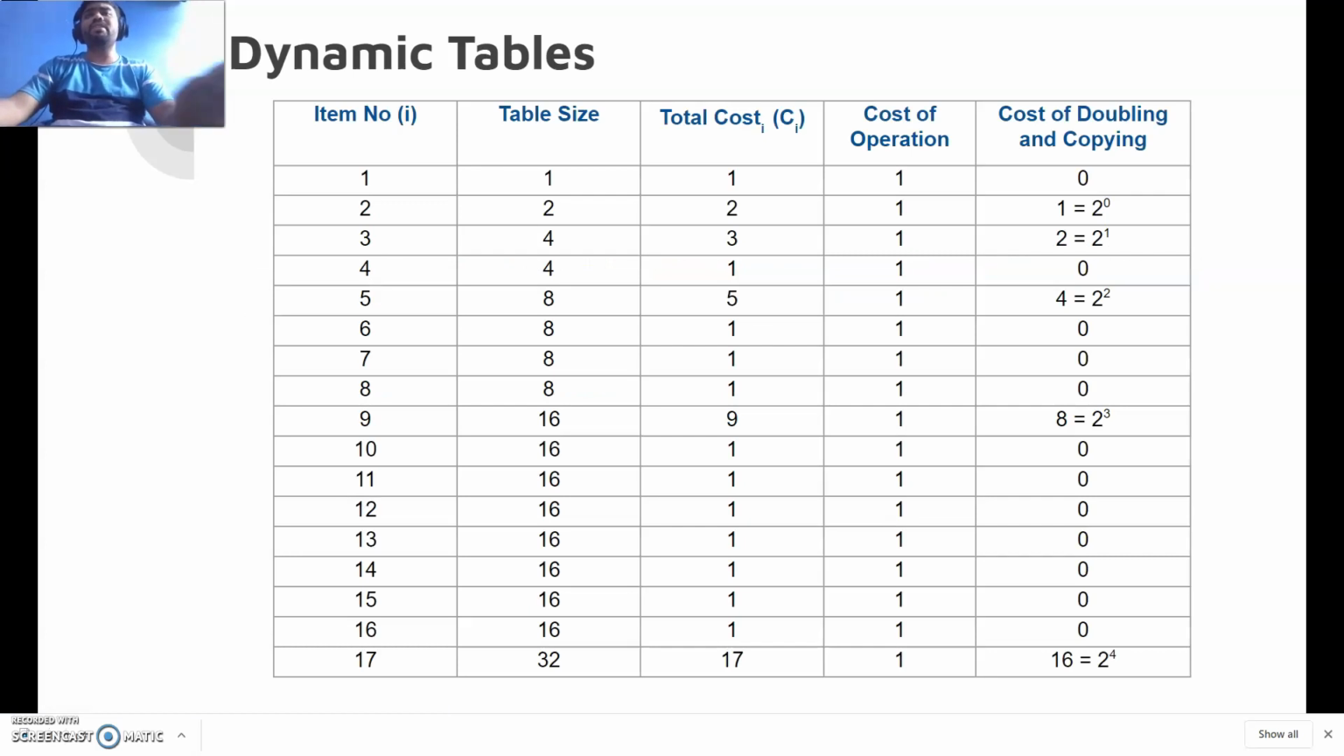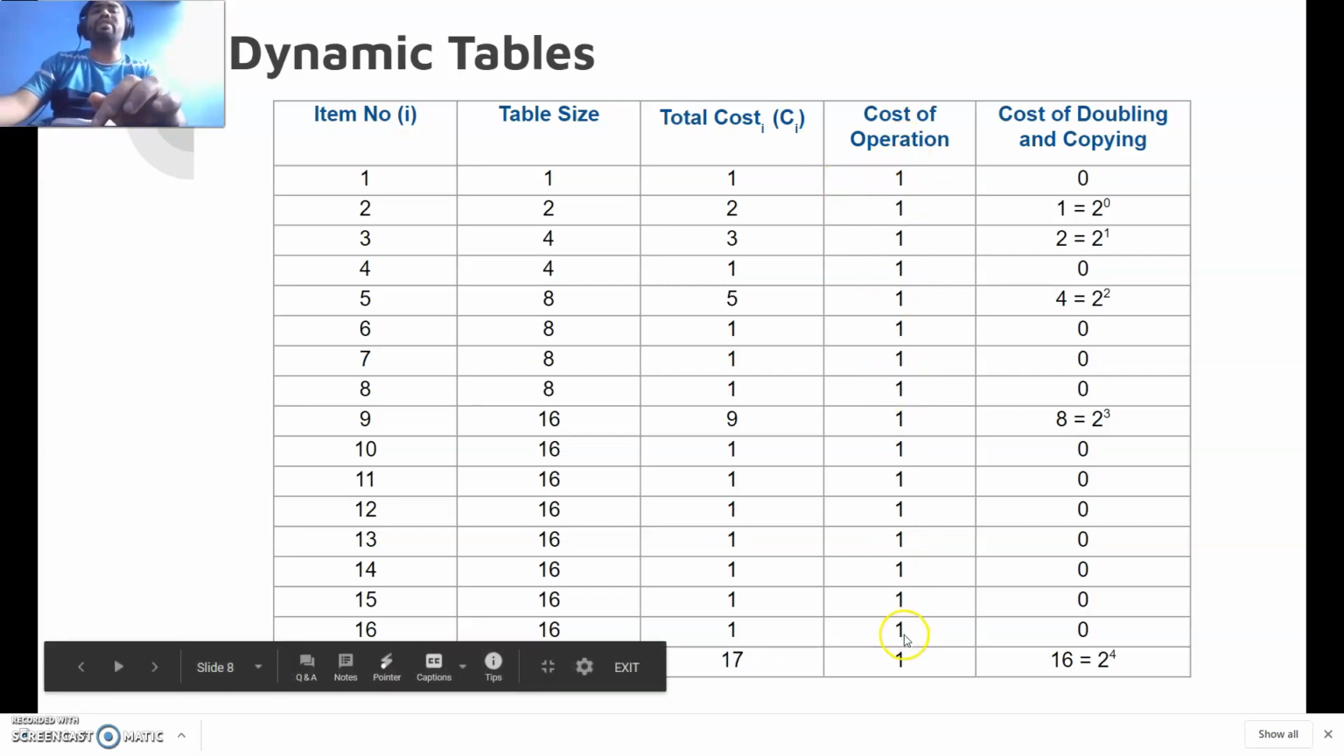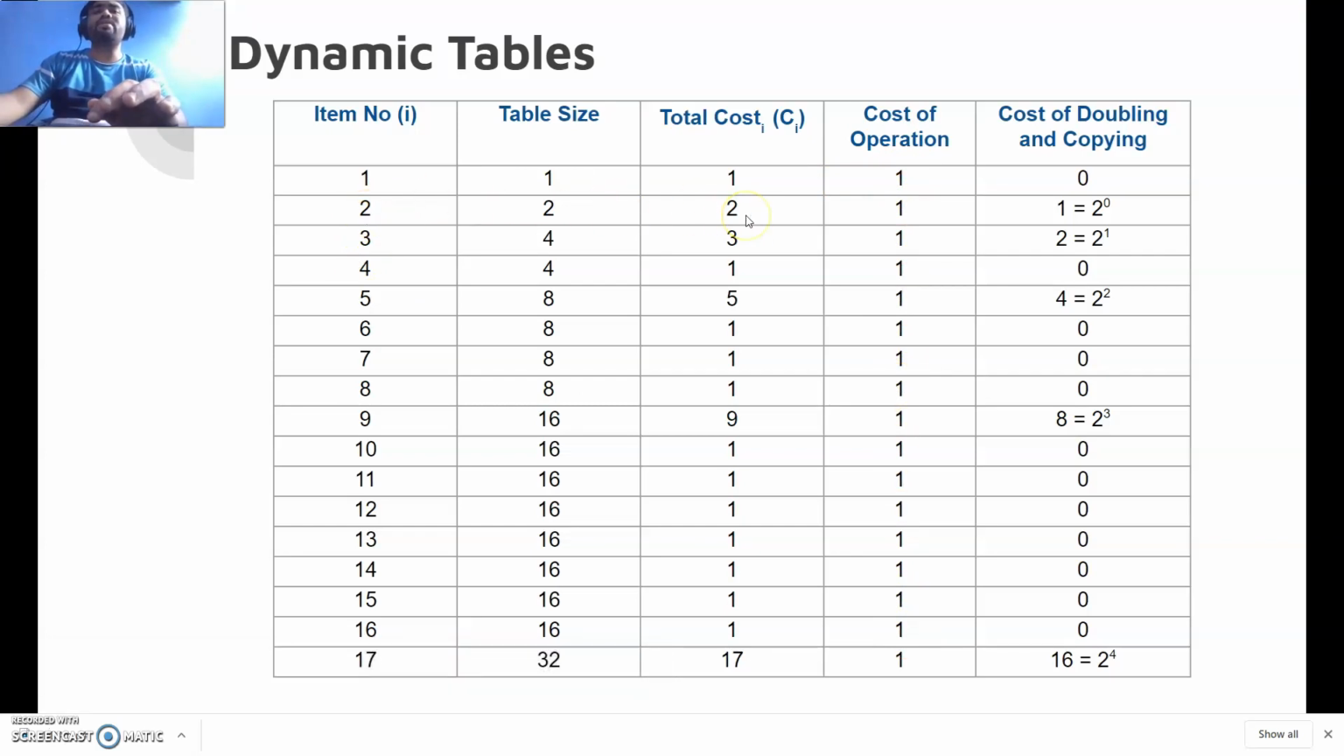Now look at this table. When I insert item 1, at that time I need not do any doubling. So obviously the total cost is 1 because the cost of operation is only 1. And if you see the entire column, the cost of insertion is just 1, right? Now when I go for insertion of the second element, the total cost is 2, wherein the cost of operation is 1 and the cost of doubling is also 1, because we have to double and copy one element, right? That's why the total cost is 2.